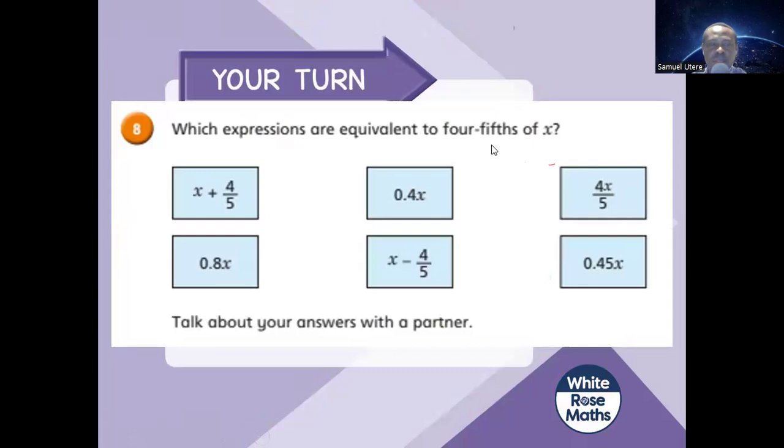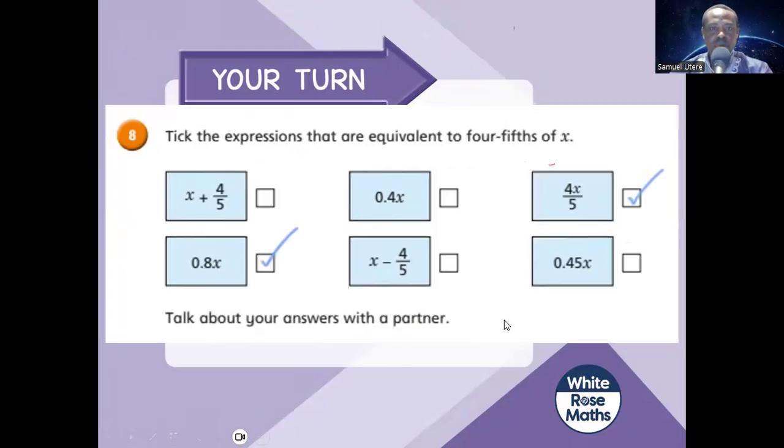Pause the video and answer question 8 in 2 minutes. Assuming you've paused the video and you've worked through the questions, here are the answers. Let's discuss them. Here you are asked to take the expressions that are equivalent to 4/5 of x. So 0.8 is 80 hundredths. We know that 80 hundredths is the same thing as 4/5. So that will be 4/5. And then we know that 4/5 of x is also this.